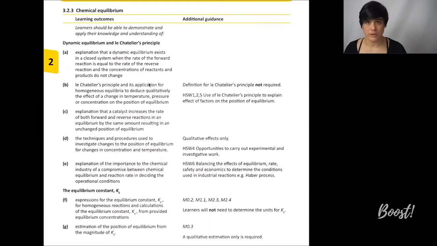If for some reason you are on here, but you are not on the OCR board, then don't worry, because this section is actually very, very similar in all of the exam boards. But just because I know the majority of you guys are on OCR, this is the section of the specification we're going to be looking at today. So dynamic equilibrium and Le Chatelier's principle, and then the equilibrium constant.